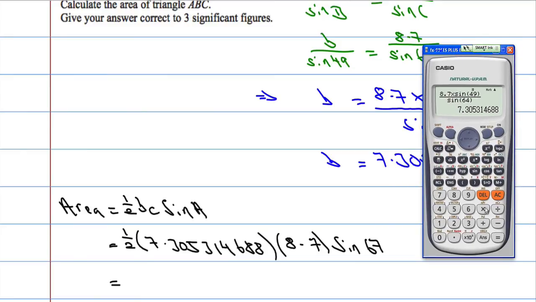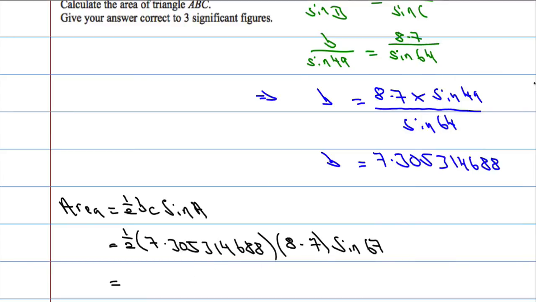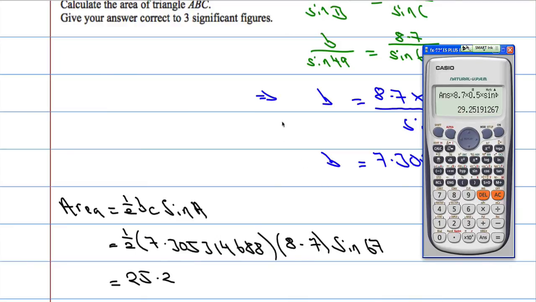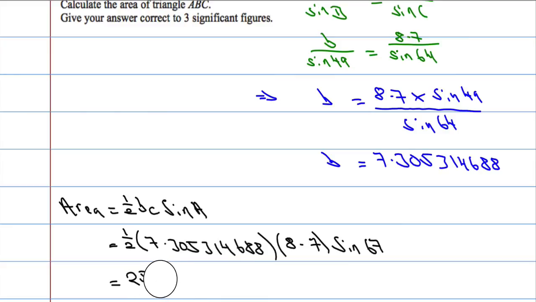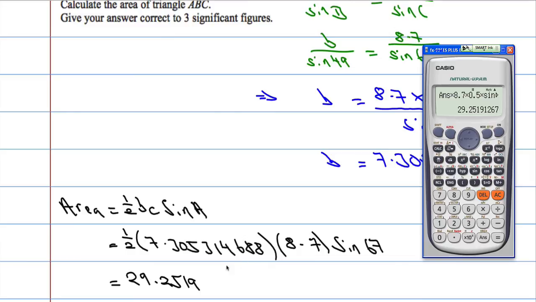So B is already typed in. Multiply that by C, which is 8.7. Multiply that by a half, or 0.5. And multiply it by sine of 67. That's going to give us 29.2519 1267.